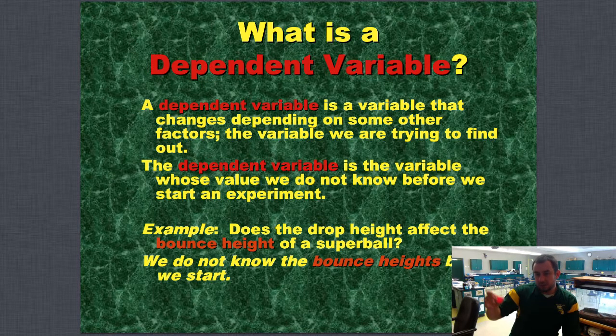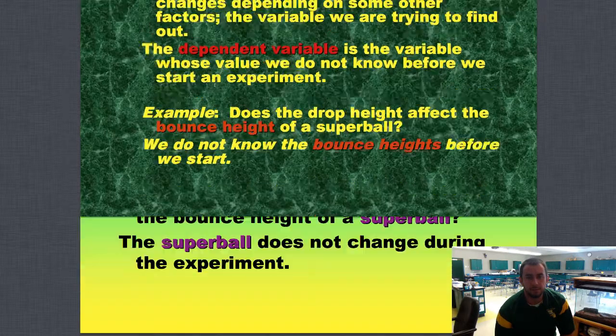So in this case, again, does the drop height affect the bounce height of the super ball? We do not know the bounce heights. We knowingly change where we're dropping it from, but wherever that ball bounces up, that's the dependent variable. That's what we're trying to figure out. So that is the difference between the independent variable and the dependent variable. The independent is one that scientists knowingly change, and the dependent variable depends on what the scientist does change. It's what the scientist is trying to figure out in the experiment. So those are our differences in types of variables.